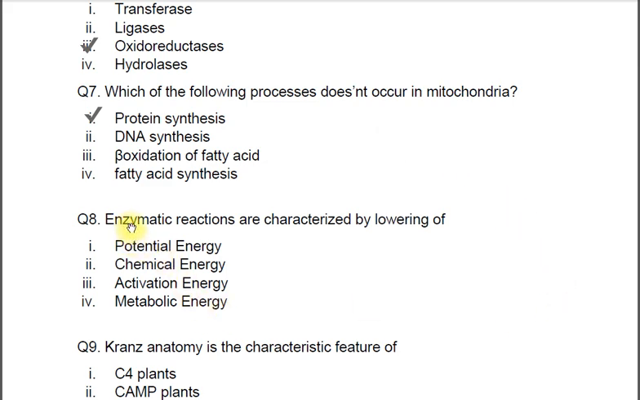Question number 8. Enzymatic reactions are characterized by lowering of 1 potential energy, 2 chemical energy, 3 activation energy, and 4 metabolic energy. So this was a very simple question, and the option, I know you have guessed it correctly, it is activation energy.